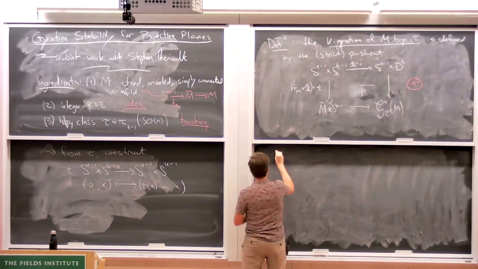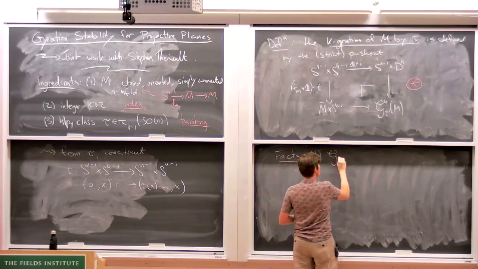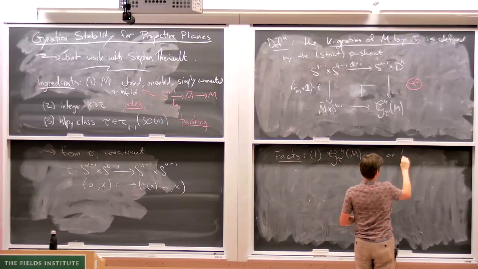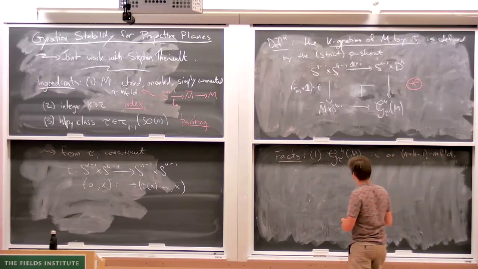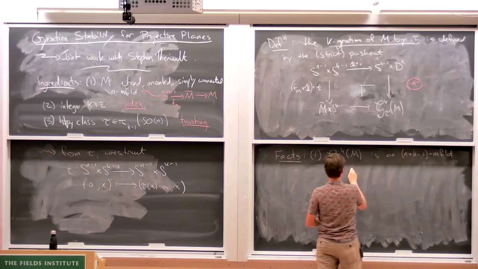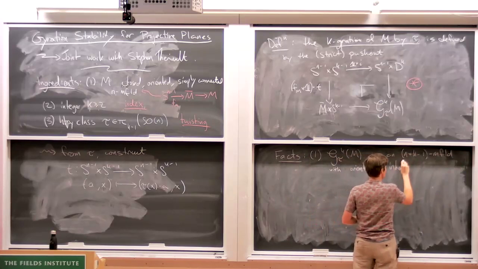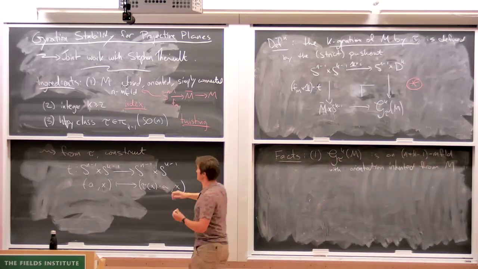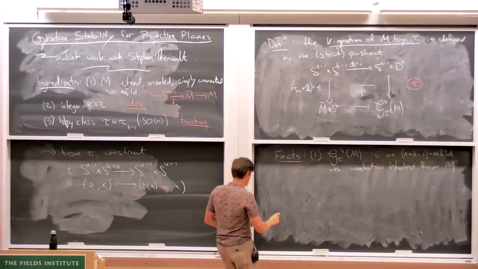Some facts. The gyration is an (n+k-1)-manifold with orientation inherited from M. I think we can believe this because the twisting is coming from SO(n), and that's orientation preserving. Okay, fine.